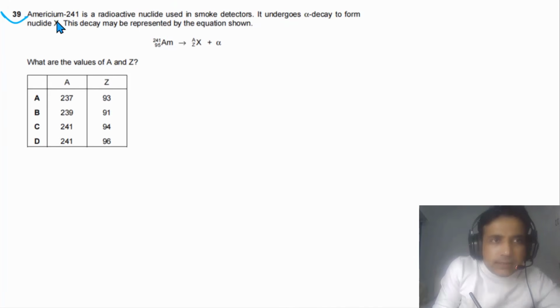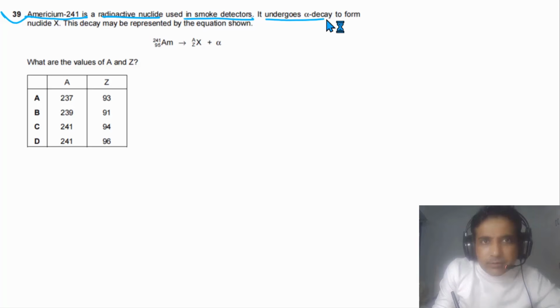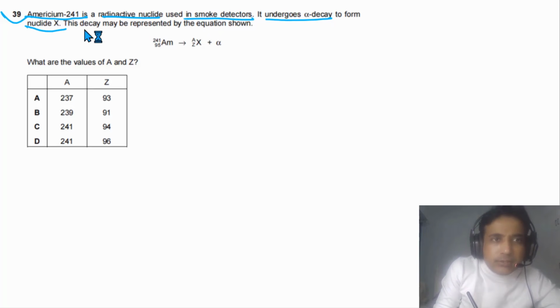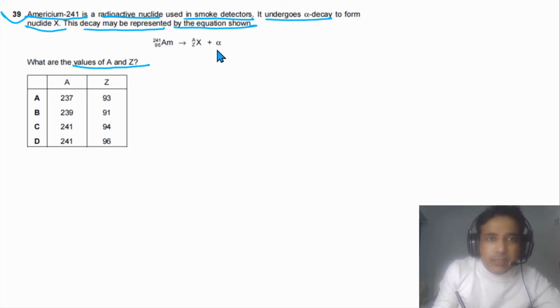Question 39 says americium-241 is a radioactive nuclide used in smoke detectors. It undergoes alpha decay to form nuclide X. This decay may be represented by the equation shown here. What are the values of A and Z? It is given that this is alpha decay, so the atomic number of alpha is 2 and the mass number of alpha is 4.